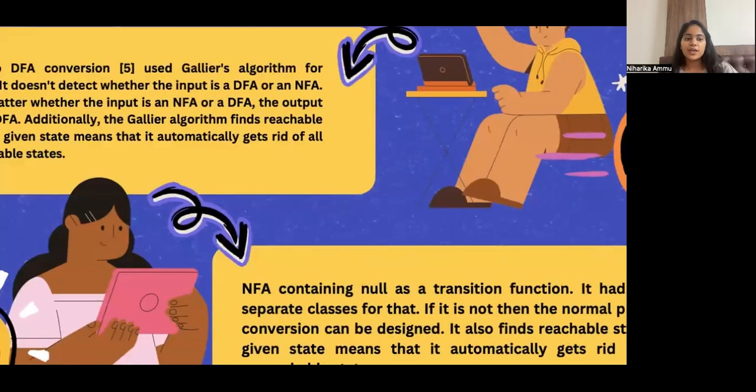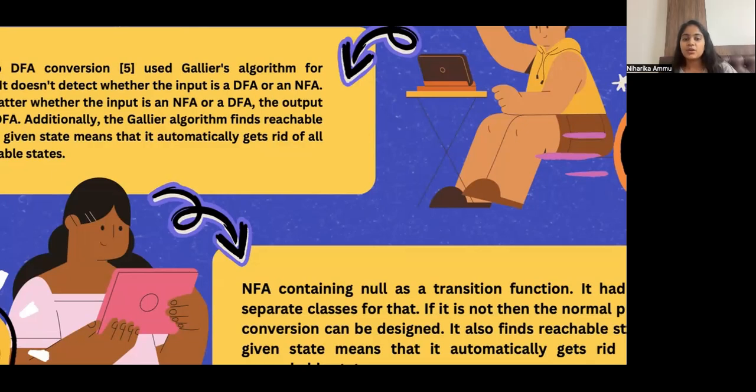And for NFA to DFA conversion using the algorithm for conversion, it doesn't detect whether the input is a DFA or an NFA. It doesn't matter whether the input is an NFA or DFA. The output is always a DFA. It should always be a DFA.